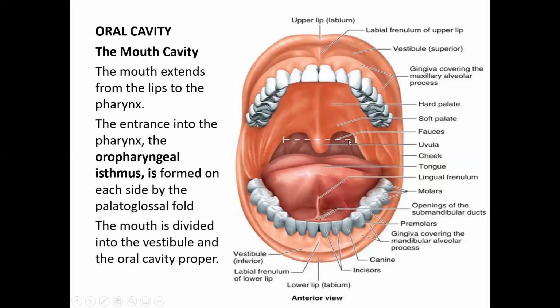And the oral cavity proper itself is bounded by the posterior surfaces of the dental arches, the oropharyngeal isthmus posteriorly, the dental arches medially, and the cheeks medially. The floor is bounded by the tongue and the oral diaphragm, and the roof is bounded by the hard palate and the soft palate. You can see here, this is the soft palate and this is the hard palate.